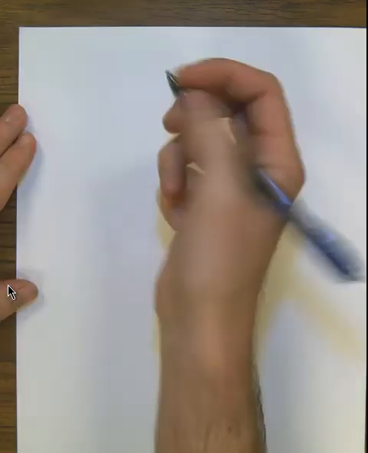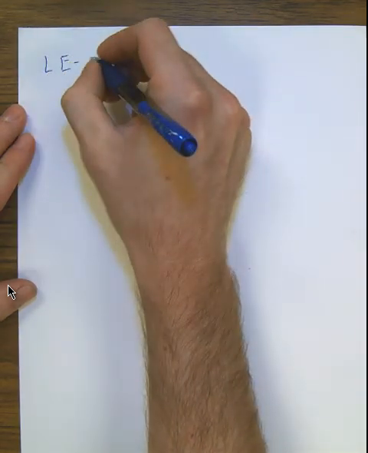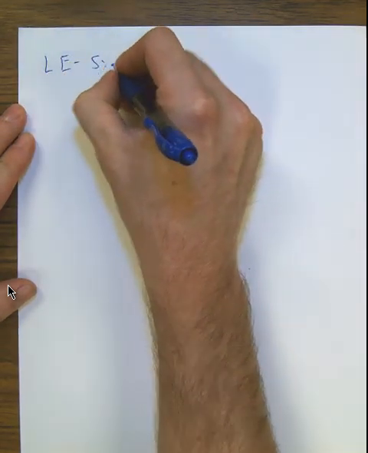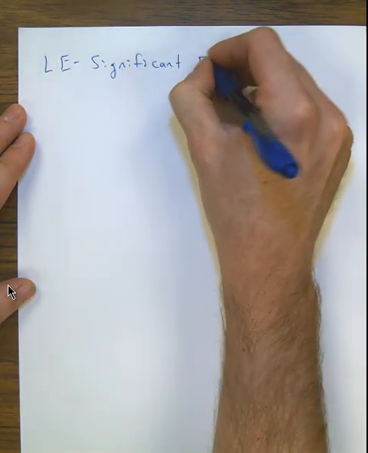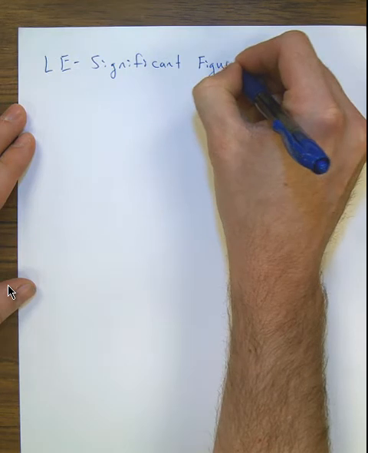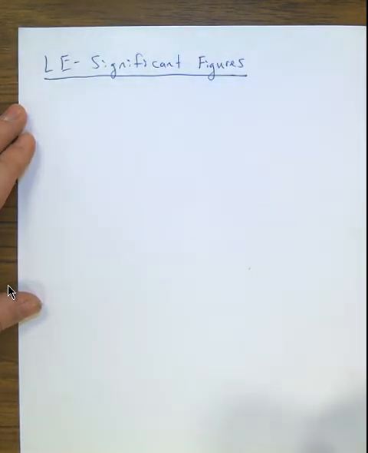What we're going to be doing is learning how to round in chemistry. The way that we round in this class is going to be with something called significant figures. So on your piece of paper, I want you to write down what I write down, because this is going to serve as your notes and your reference for how to round long numbers in this class. So we're calling this LE significant figures.